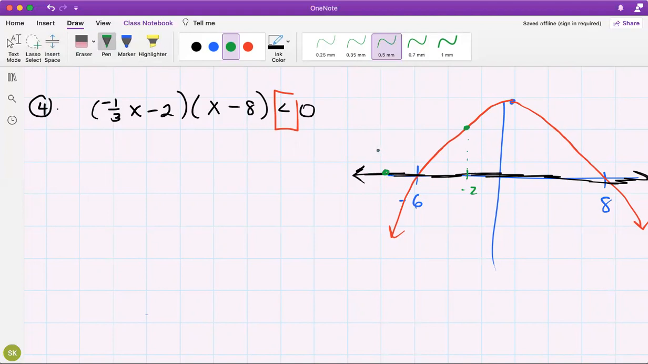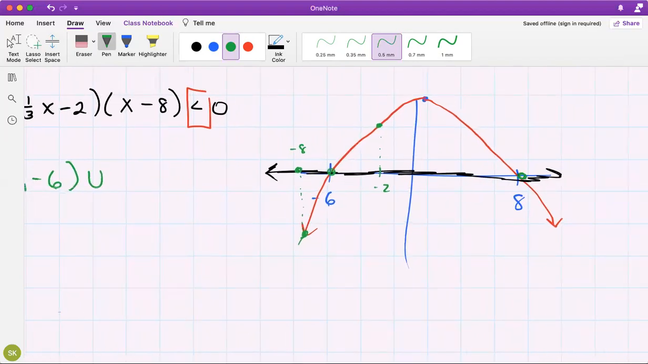Like if we plug in negative 8, plug that in on the graph, this graph is going to go on forever, it's going to be below this black line. So we can see that the solution is anything from negative infinity to negative 6. But because I'm not saying equal to, I'm saying less than 0, we're not going to include negative 6 because that sits on the black line. So union, anything bigger than 8. So 8 to infinity.